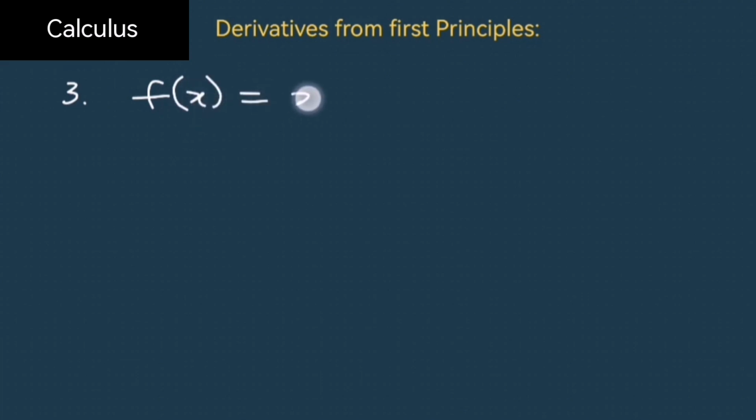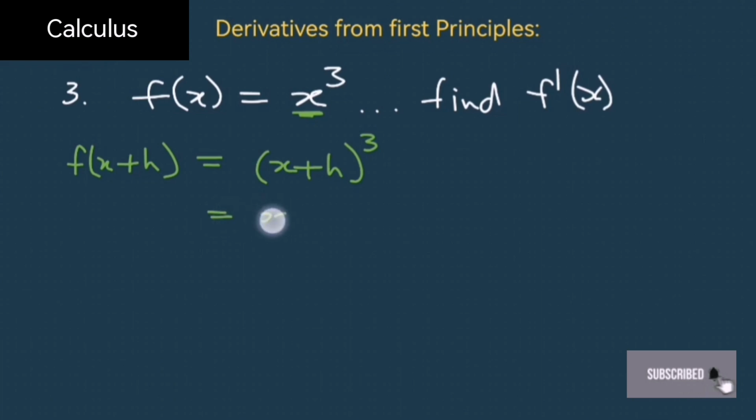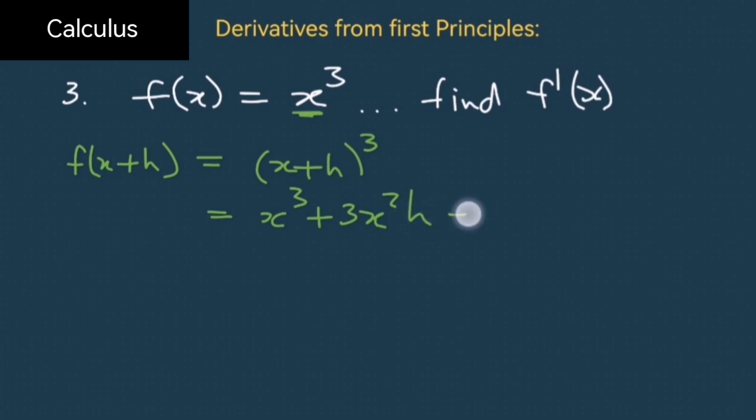If you are given a function f of x equal to x to the power of 3, and your job is to find the derivative, let's start out by finding the function of f of x plus h. We are substituting x with x plus h. All other parts of the formula remain the same, so if you have a cube here, we also have a cube. Right, so x plus h cubed is x cubed plus 3x squared h plus 3xh squared plus h cubed.